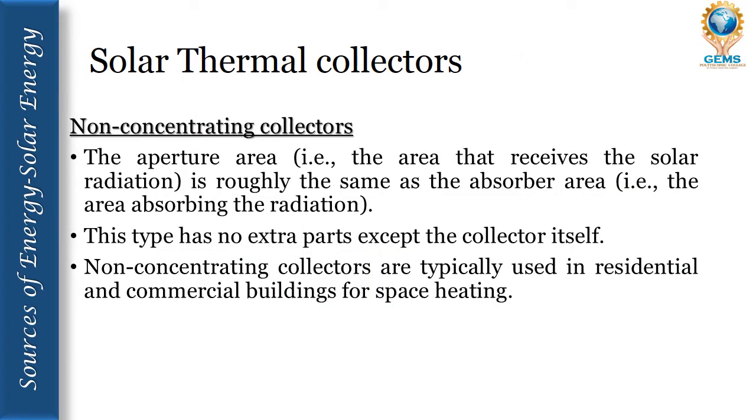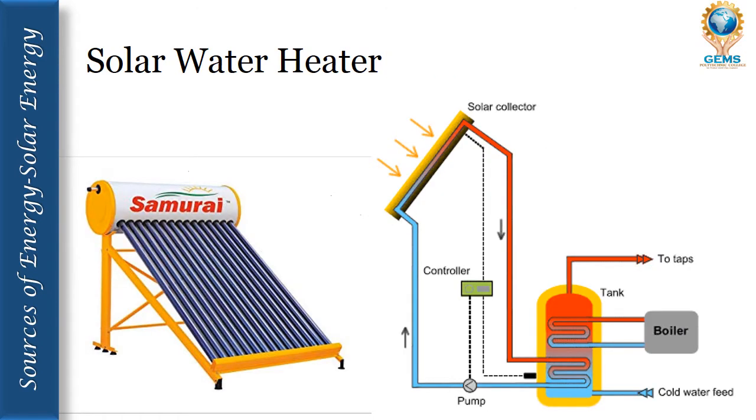So now comes the solar thermal collectors, the non-concentrating collectors. The aperture area, that is the area that receives the solar radiation, is roughly the same as the absorber area, that is the area absorbing the radiation. This type has no extra parts except the collector itself. Non-concentrating collectors are typically used in residential and commercial buildings for space heating and domestic hot water. So this is a non-concentrated solar collector.